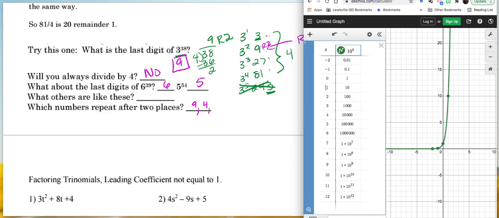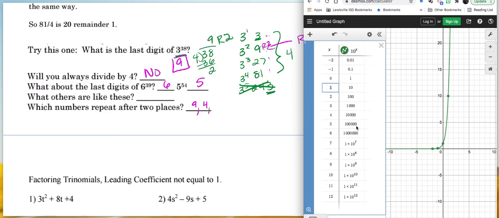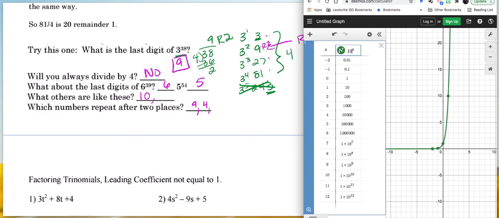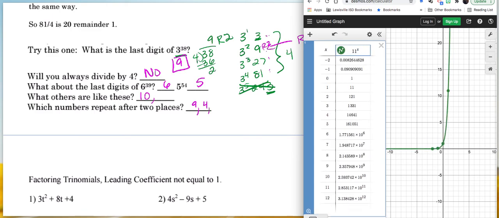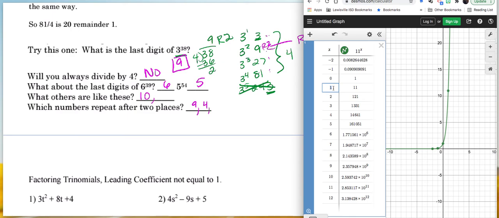If you look at the 10s starting at the 1, they all end in 0. So 10, it works out like the 6s and 5s where they all end in the same number. And 11, I believe, also does. Yeah, when we look at starting at 1, they all end in 1s. So 11 also has that happening.